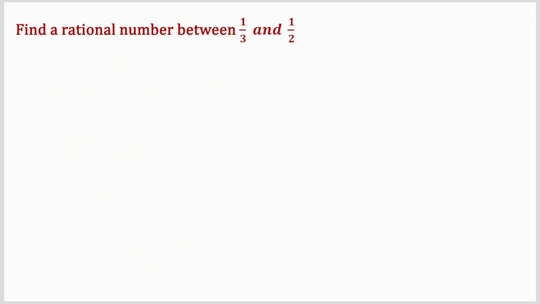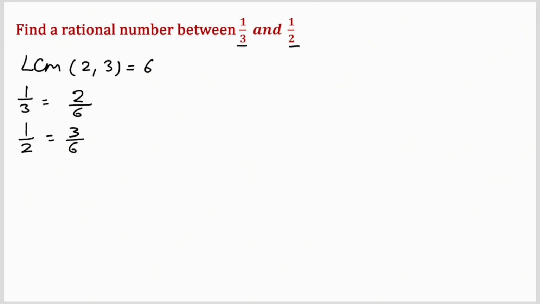So here we have another question. Find a rational number between 1 by 3 and 1 by 2. Here we don't have the same denominator. First we will make the denominators the same to understand where the number will come on the number line. For that we will take the LCM of 2 and 3. The LCM of 2 and 3 is 6. So 1 by 3 can be written as 2 by 6 and 1 by 2 can be written as 3 by 6.